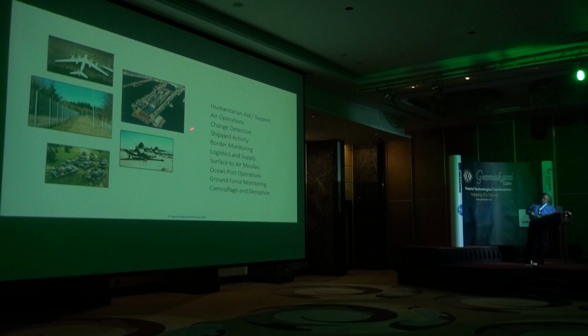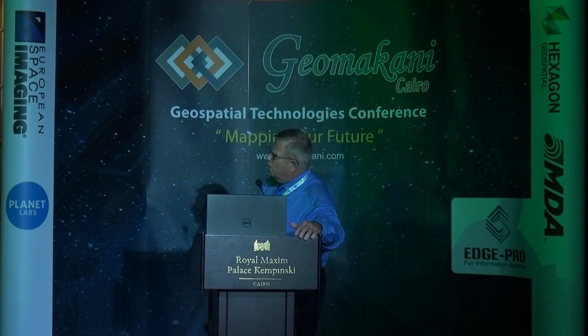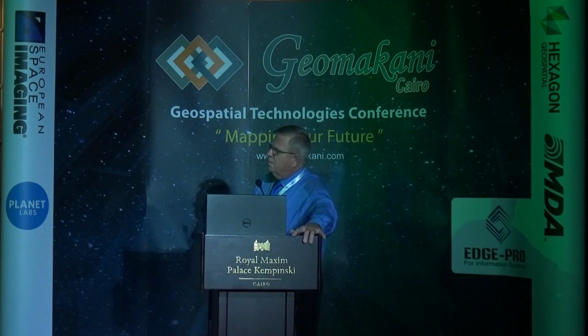at the different aspects of military use of satellite imagery. It comes down to humanitarian aid and support, air operations, change detection, shipyards, border monitoring, logistics and supplies, surface-to-air missiles, ocean and port operations, which includes naval, ground force monitoring, and camouflage and deception. So the first thing is humanitarian aid.